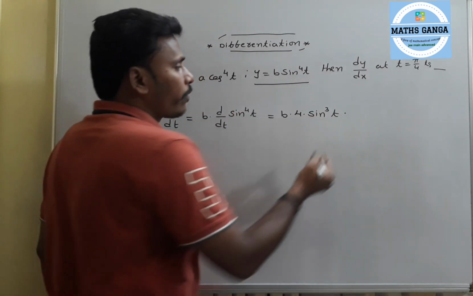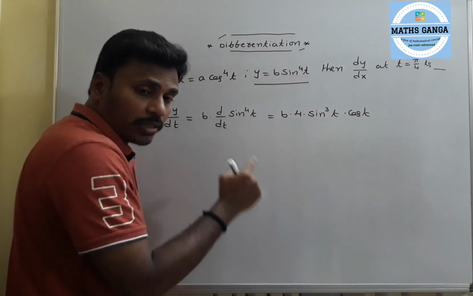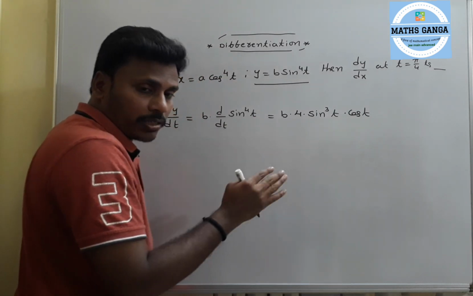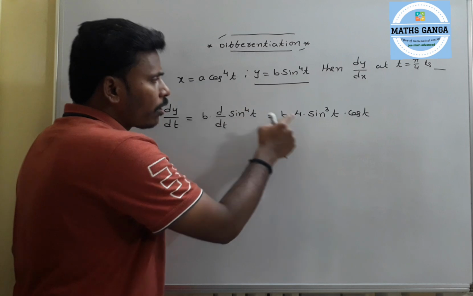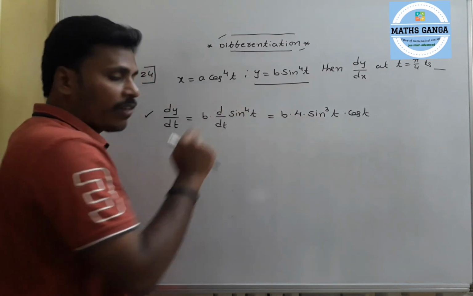What is its derivative? Cos t. Okay. So b into 4 sin cube t into cos t. For that power 4, 4 sin cube. For this sin, cos t. So this is dy by dt.